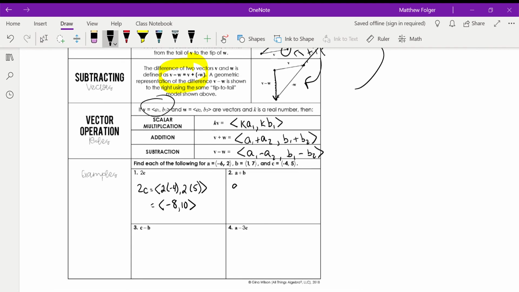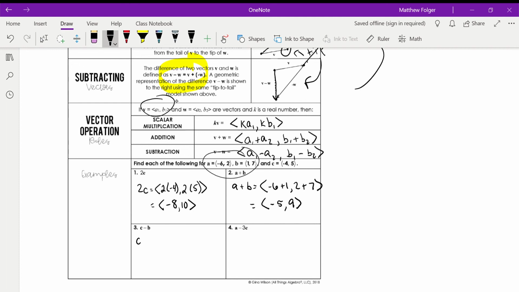Number 2 is a plus b. So let's see, a plus b equals. So what that means is I take these 2 points right here and I add the a's, so -6 plus 1, comma, and then I add the b's, 2 plus 7, which is -5, comma, 9. So again, if I took a and b and put them tip to tail, it would create this new vector right here, -5, 9.